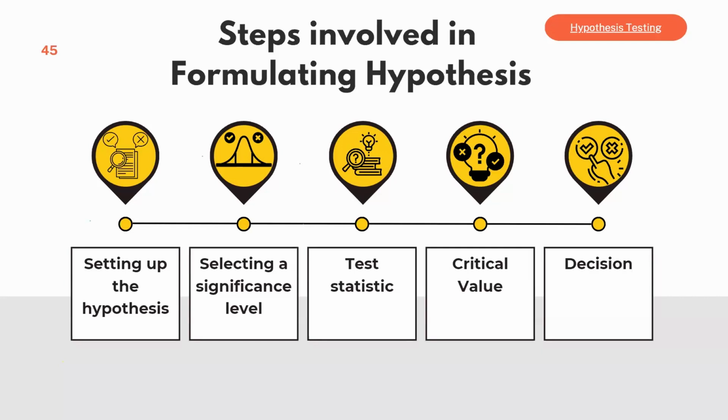Then the second one is selecting the significance level. As I just said, the significance level is typically chosen as 0.05 or 0.01, which determines whether the test result is statistically significant. If we want to take less risk, we go with 0.01. If we are ready to take some risk, we may go for 0.05. This level helps us decide when to reject our null hypothesis.